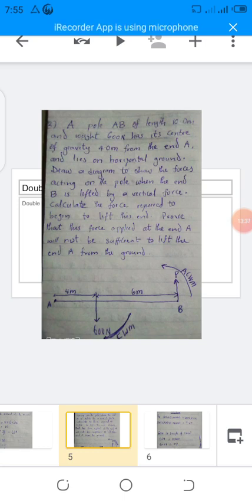600 Newton is the weight of the object, and 4 meters there is the distance of that weight from support A. So therefore, the clockwise moment of this object is 600 times 4 meters. Don't forget, moment is force times perpendicular distance. So we make use of this. 600 Newton times 4 meters gives us the clockwise moment.